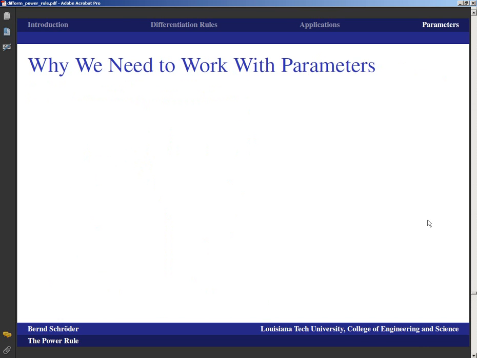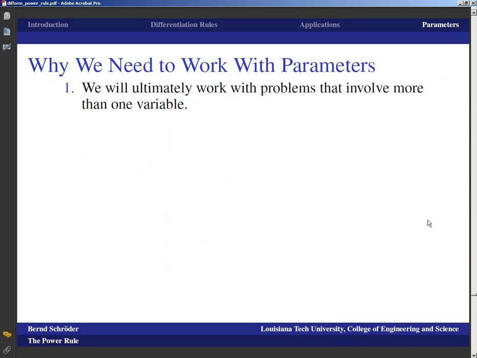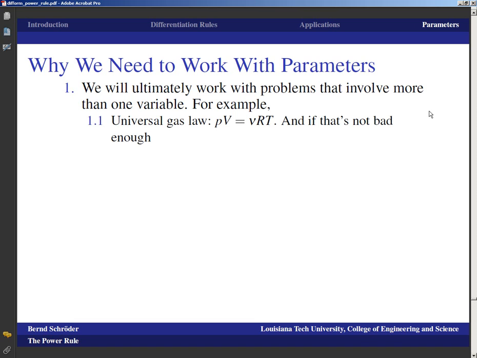Finally, well, again, we also want to work with parameters, and this is a sermon that you've heard a couple of times. Ultimately, we'll work with problems that involve more than one variable. For example, you already see this in your physics and chemistry classes. The universal gas law has 5 letters. 4 of them are variables. 1 of them is a constant.